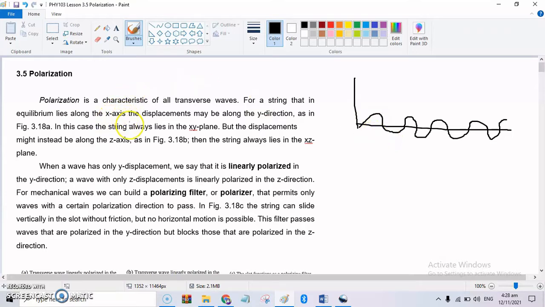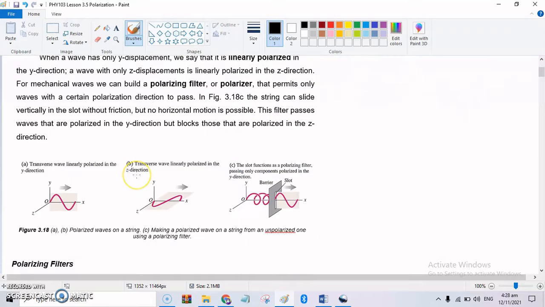In this case, the string always lies in the xy plane, but the displacement must instead be along the z-axis, as in figure 3.18b. Then the string always lies in the xz plane. So there's a z plane in here. So this is the y, this is the x, and this is the z, just like in here.